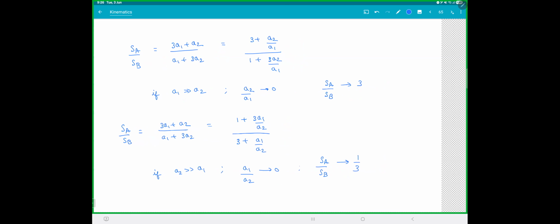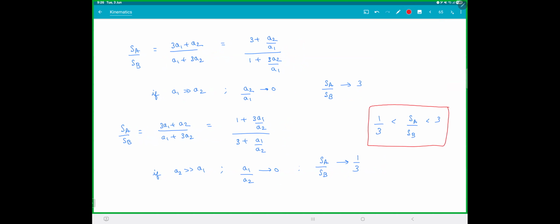So if you combine these two, we get the SA by SB ratio. It cannot exceed 3. It cannot go below 1 by 3. This value has to lie between 3 and 1 by 3, no matter which values you take. You put any numbers you want. You take A1 equal to 1 and put A2 equal to like 10 lakhs. The numbers can't exceed 3 and can't go below 1 by 3. This is how you get a range. So we'll assume extreme values for A1, A2.